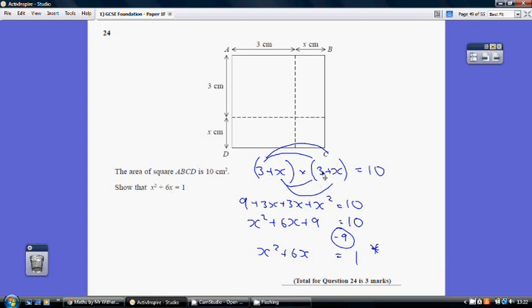And what do we know about our area? It equals 10. So this equals 10. So simplifying the left hand side, we've got x squared plus 6x plus 9 equaling 10. Take away 9 from both sides, we get x squared plus 6x equaling 1, which is what we had to show.